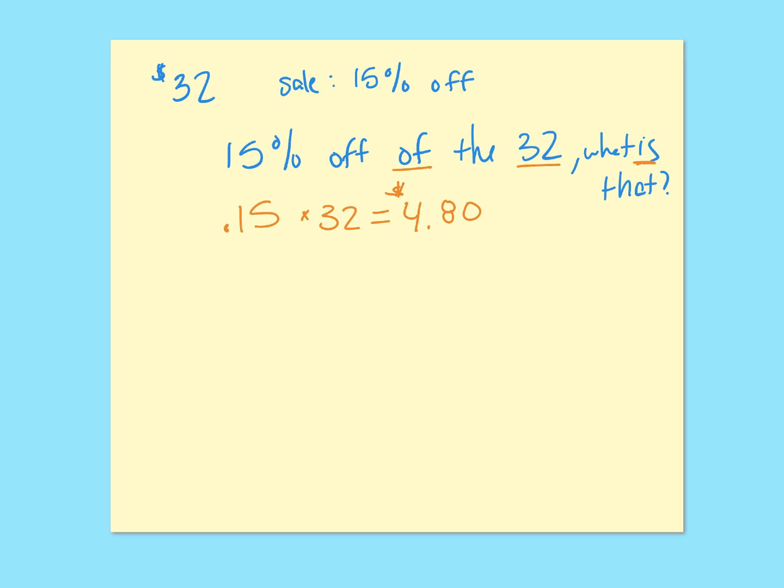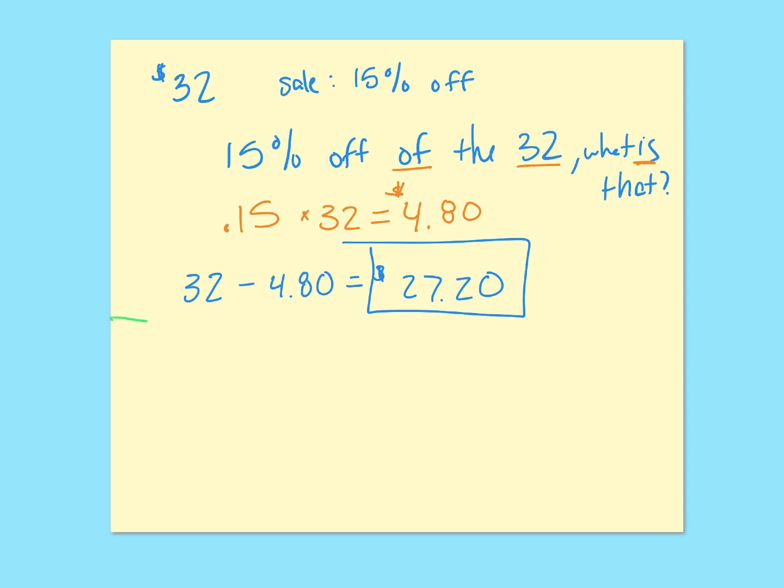Well, let's think about what makes sense. If it costs $32 and it's 15% off, does it mean it cost $4.80? That doesn't seem like very much money. What it means is that that's how much we're saving. So then I take my $32 that it originally cost, and I'm going to subtract the 15% off. That's $4.80. So we're going to take the 32 minus the $4.80, and then we get 27.2, or again, since it's money, we'll do 27.20. So that means that I'm going to pay $27.20 for that item now.